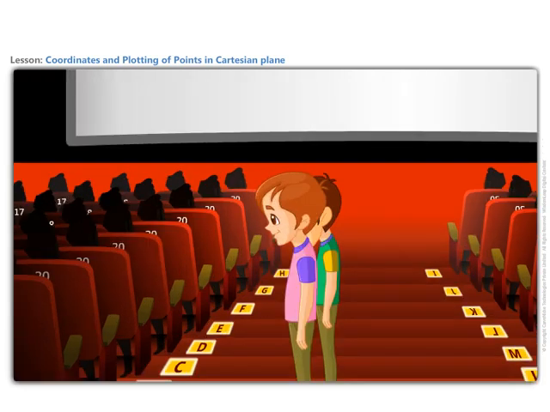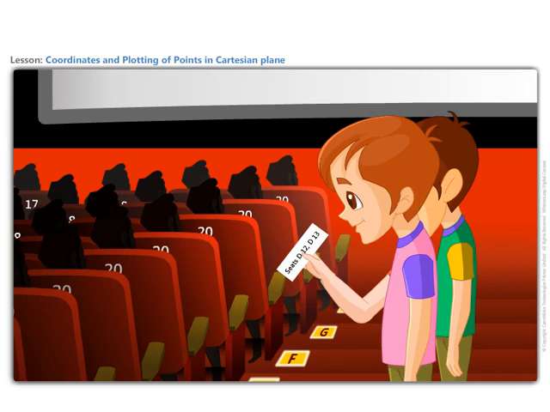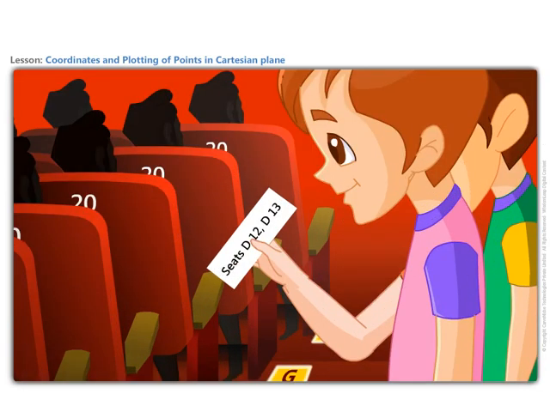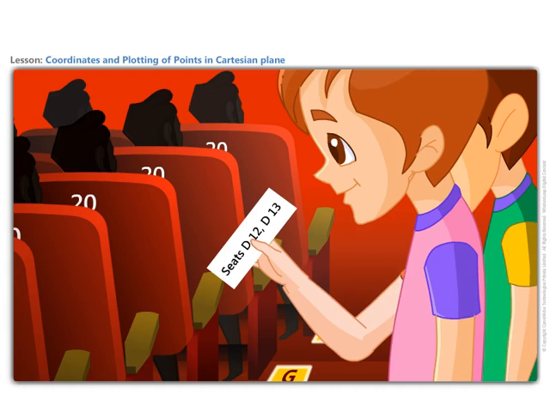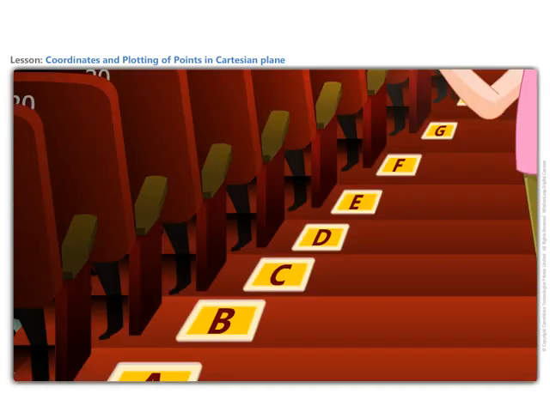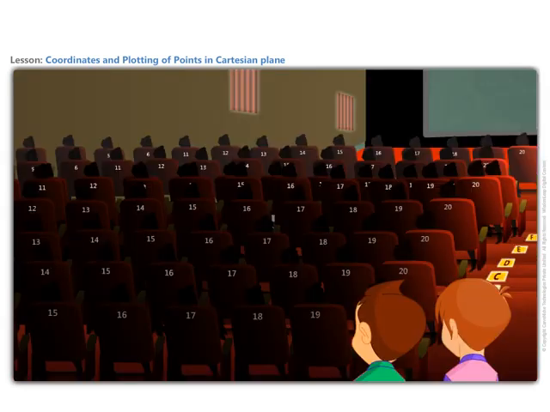By this time, Peter comes in and they check the ticket. Their seats are D12 and D13. With this information, they are easily able to locate their seats. Why do you think they were able to locate their places now? This was because they had two pieces of information, the row in which the seat is located and the seat number. So there was no ambiguity.